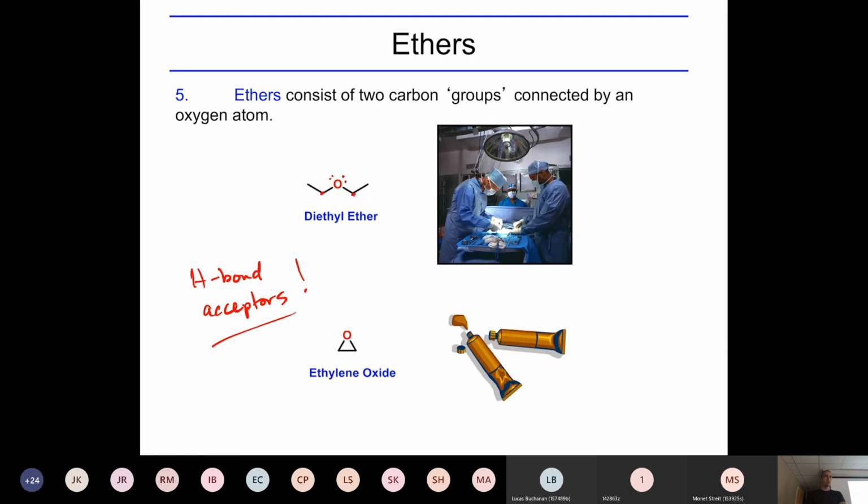Why are they not hydrogen bond donors? What does it need to be a hydrogen bond donor? Yeah, it needs an OH or an NH. Or an FH. Can't forget about poor HF. But OH and NH is really what we're looking for here.